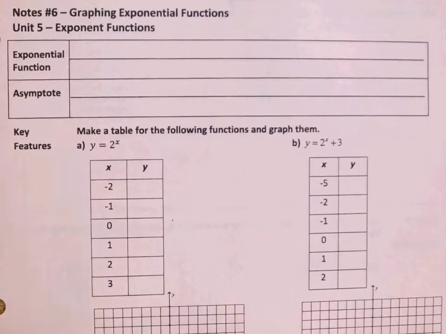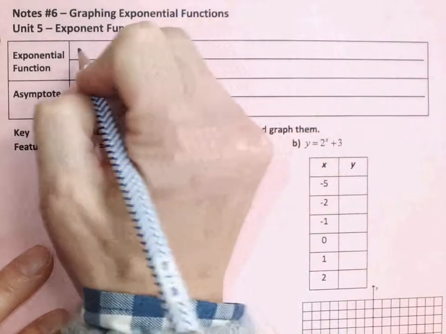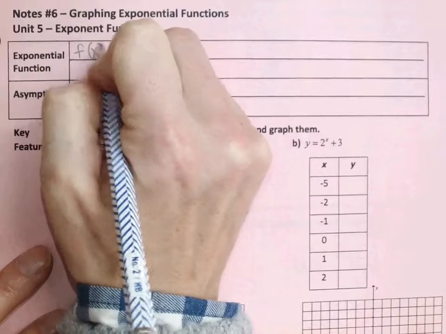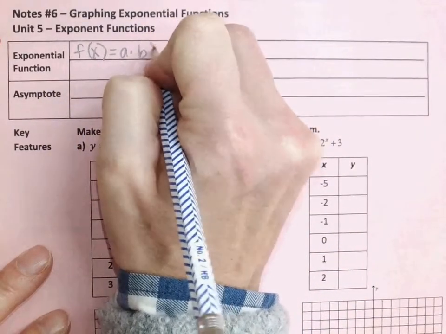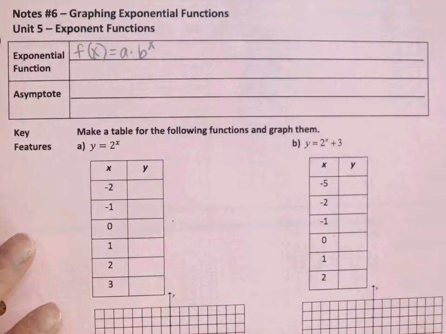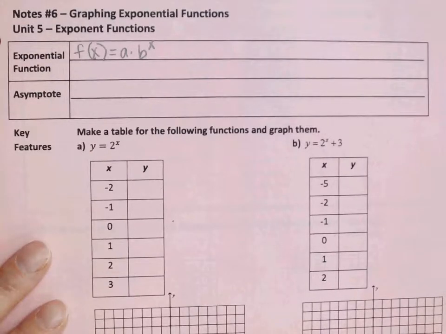We're going to start by defining exponential functions, and really, we're not defining it. We're going to write down the function for it. So we're going to go ahead and write in f of x is equal to a times b to the power of x. Okay, so just how linear functions had something like slope-intercept form, exponential functions have something similar. So this is their function form.